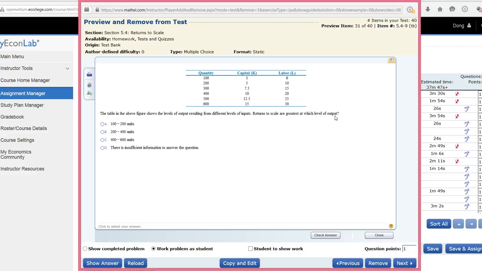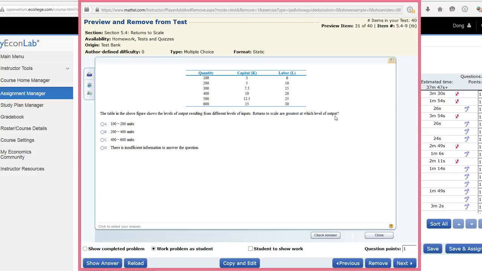So returns to scale is defined to be the proportional change in the output with respect to a proportional change in the inputs. In other words, suppose we double the inputs for both the capital and labor. What happens to the output? If the output also doubles, then that's constant returns to scale. If the output is less than doubled, then that's decreasing returns to scale. And if the output is more than doubled, then that's increasing returns to scale.